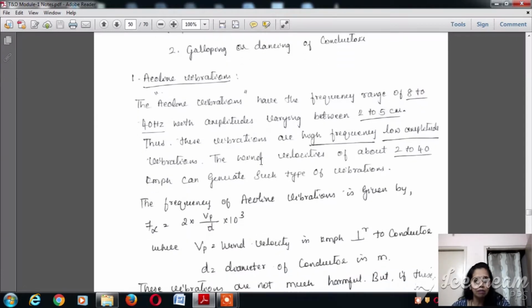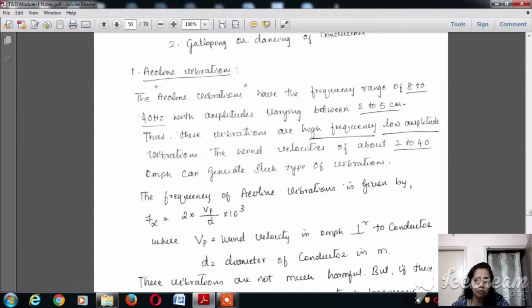Airline vibrations have a frequency range from 8 to 40 hertz with amplitudes varying between 2 to 5 centimeters. Thus these vibrations are of the high frequency, low amplitude type. The wind velocities are of 2 to 40 km per hour.